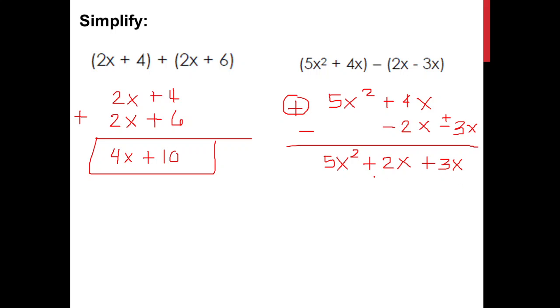Now, what have you noticed here? This one and this one are similar terms. So we can combine this one, right? So 2 plus 3, both are positive, so that's addition. 2 plus 3 is 5. Copy the variable, that is 5x. Therefore, our final answer would be 5x squared plus 5x.